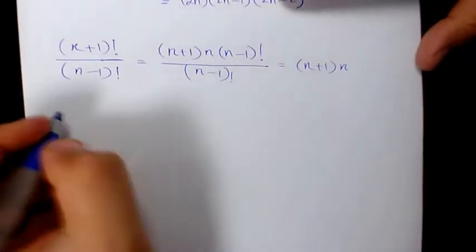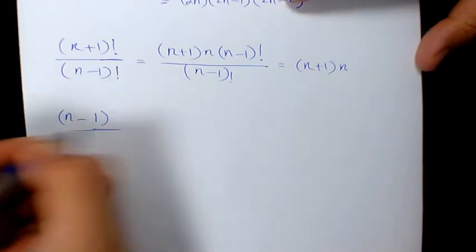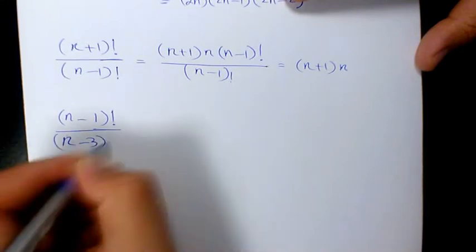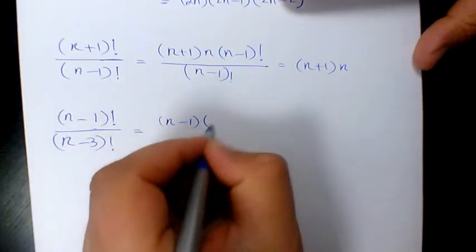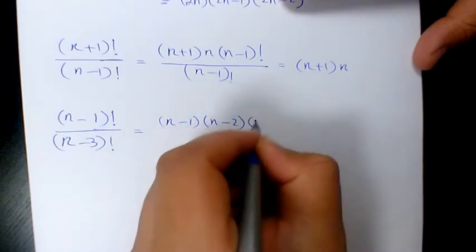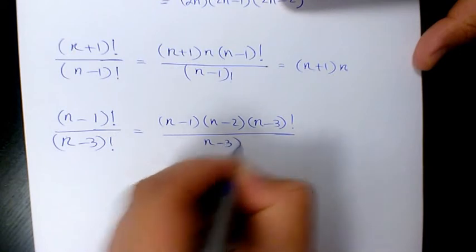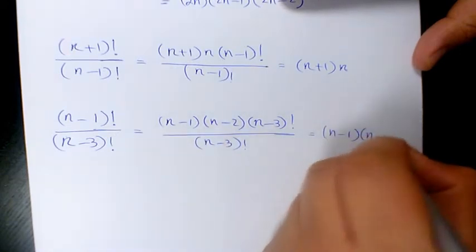Next one, (n-1)! divided by (n-3)!. We're going to say that's equal to (n-1) times (n-2) times (n-3)! divided by (n-3)!, which is going to be (n-1) times (n-2).